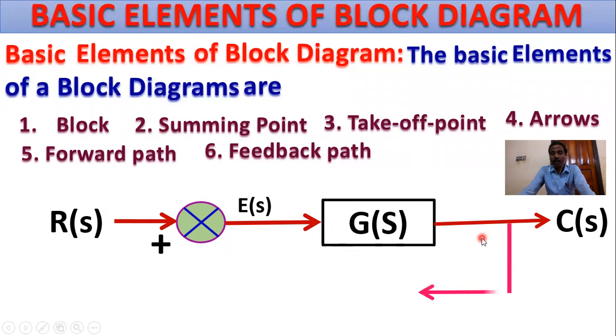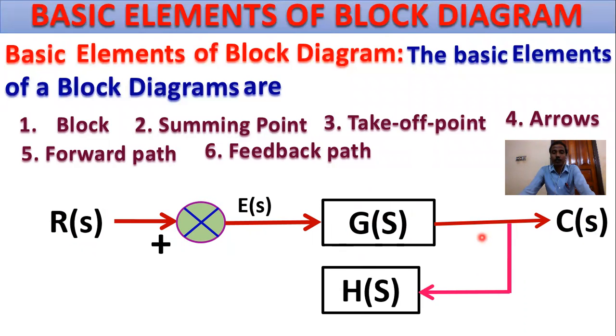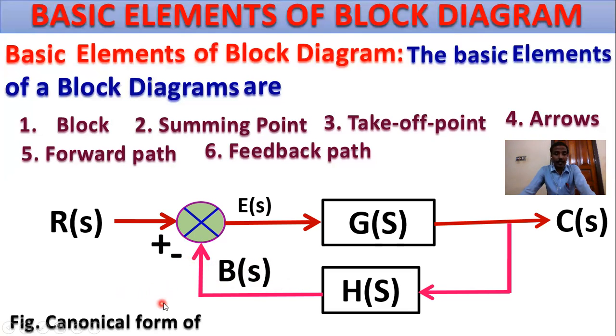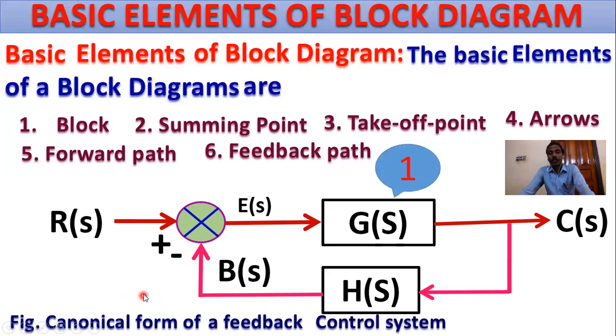And the feedback information, for better efficiency or better output response, goes through the feedback path, and H of S is called the feedback gain. B of S is the primary feedback, and this feedback is negative. This is negative feedback. This is the canonical form of a feedback control system.